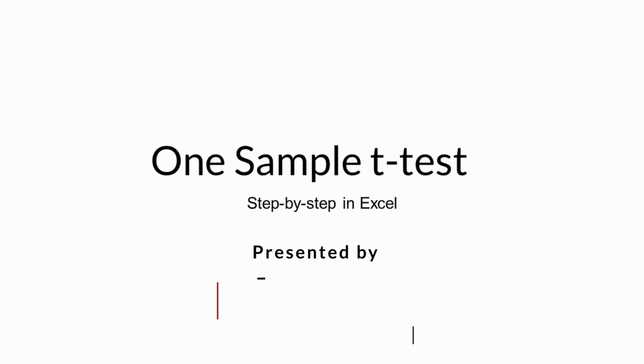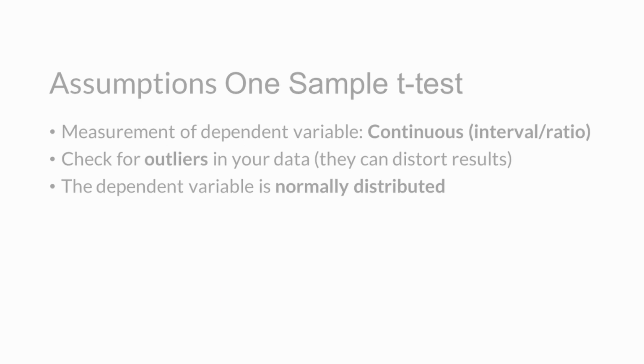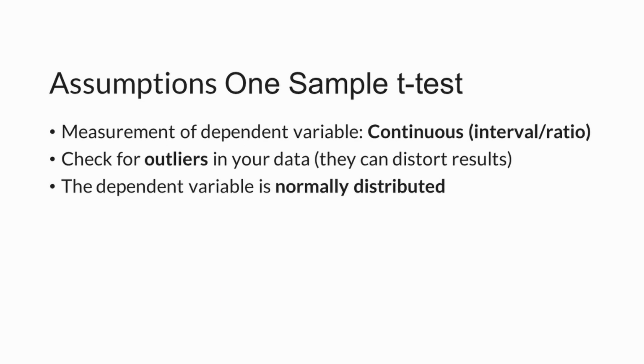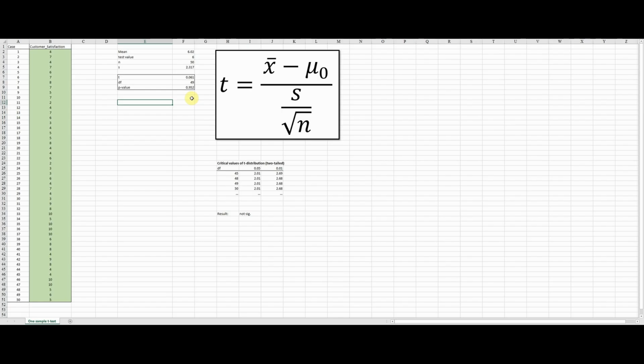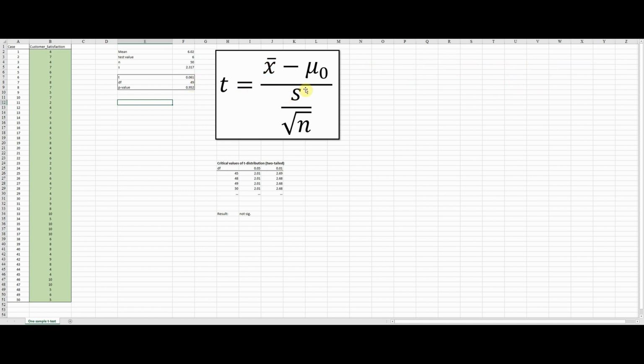Welcome to this tutorial where I'm going through the calculations of a one-sample t-test in a practical manner. In the one-sample t-test, you would like to test the population value against a hypothesized value. Your hypothesized value, also called the test value, is called μ0. So let's go through this by an example.